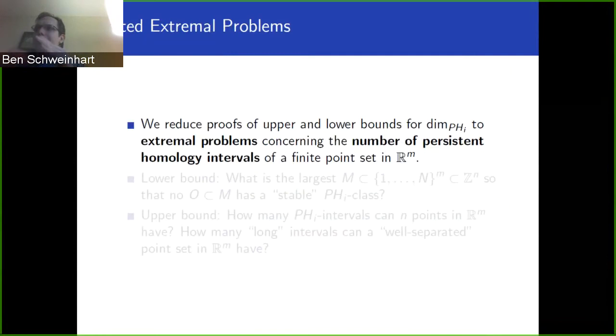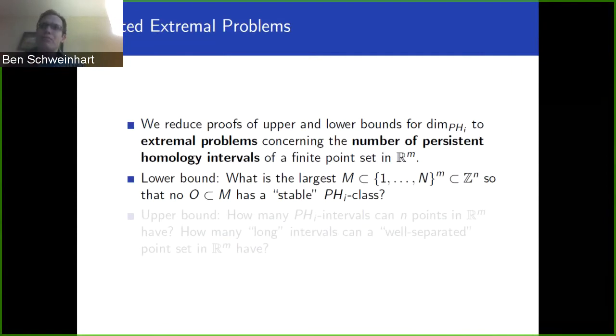So I just wanted to say that to prove these upper and lower bounds for the persistent homology dimension, our strategy is to reduce it to extremal problems concerning the number of persistent homology intervals of a finite point set in Euclidean space. Actually, these extremal problems can make sense for finite subsets of general metric spaces, but here we're going to restrict attention to Euclidean space. So for the lower bound, we have one extremal problem, which asks for the largest subset of this, I guess, cube in the Euclidean lattice that has no stable persistent homology class in some very strong inclusion-based sense. I'll say more about that later.